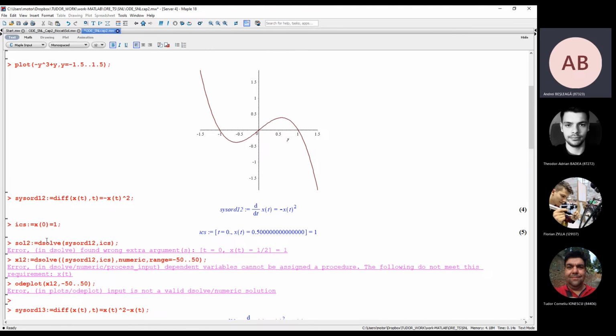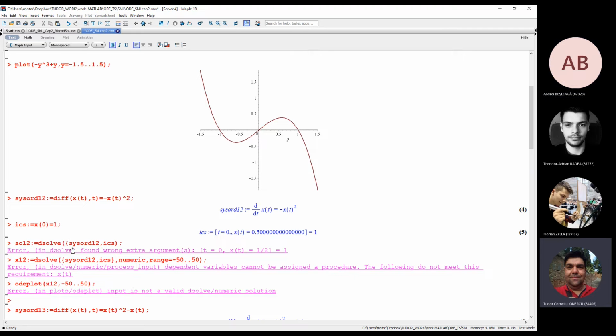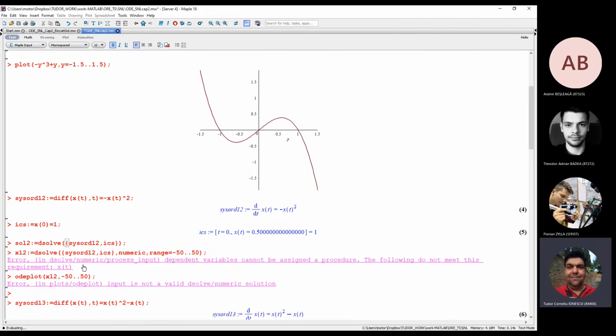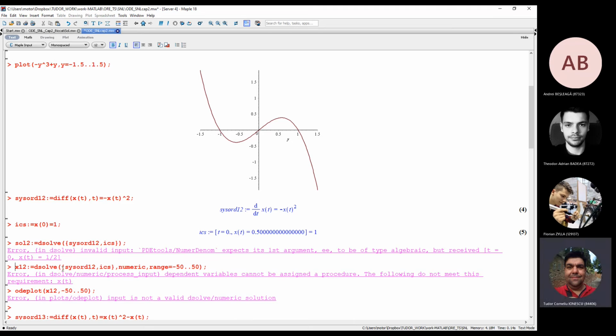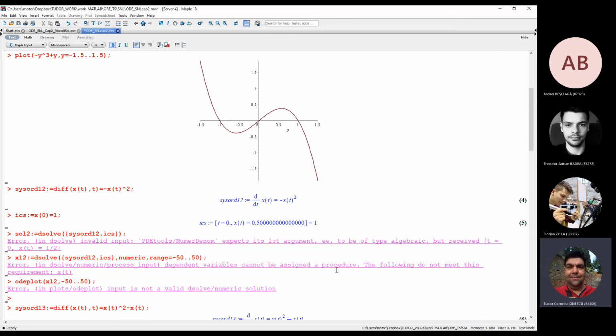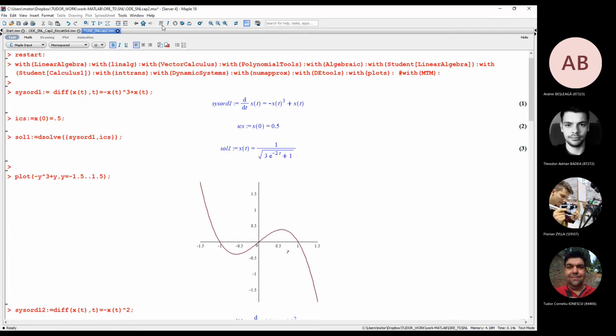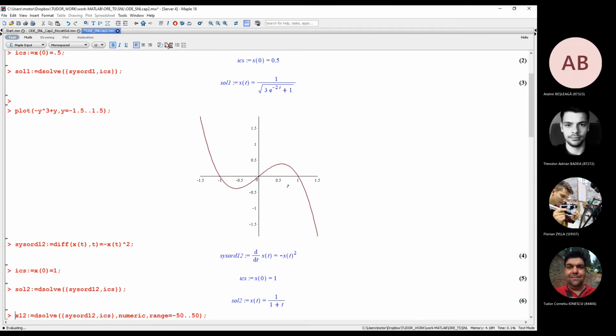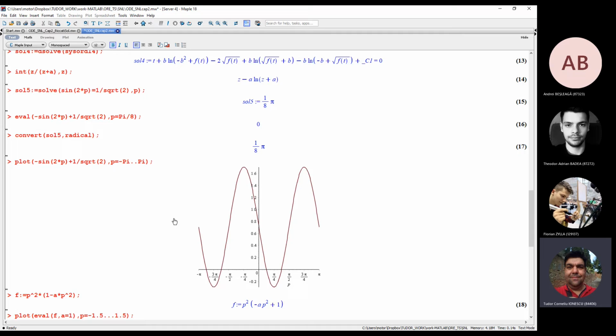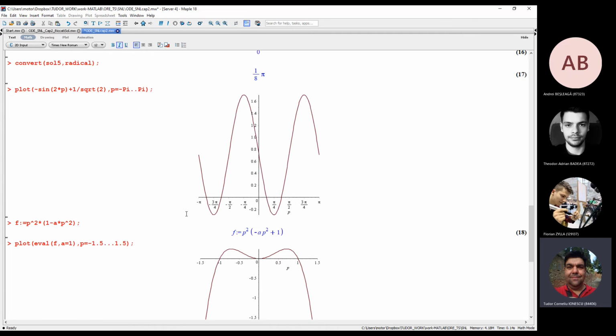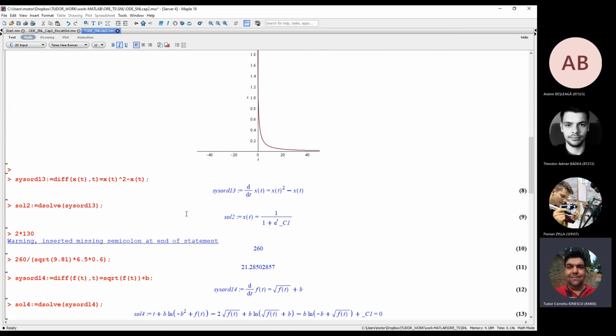Where? In dissolve. Oh, in dissolve. Oh, sorry. Oh, the brackets. Okay. But it's still not working. Cannot be assigned. What happened here? Let's run this again. Oh, it works now. Okay.